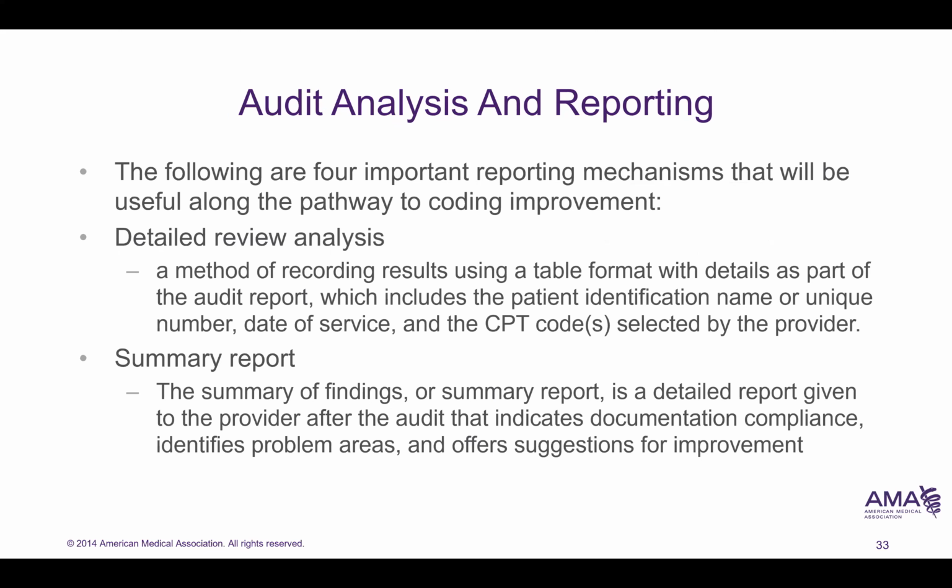There are four reporting mechanisms that are useful for coding improvement. One is the detailed review analysis. So in other words, using some data in a table, it includes the patient identification and the codes that are selected. A summary report is aggregate data that talks about the documentation compliance areas, the problem areas, and offers areas for improvement.